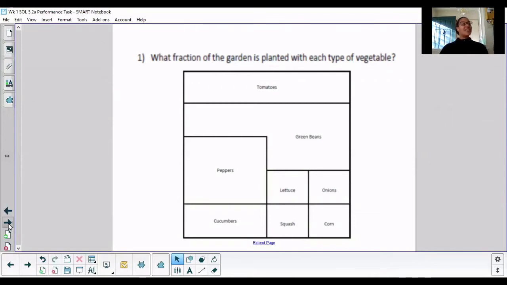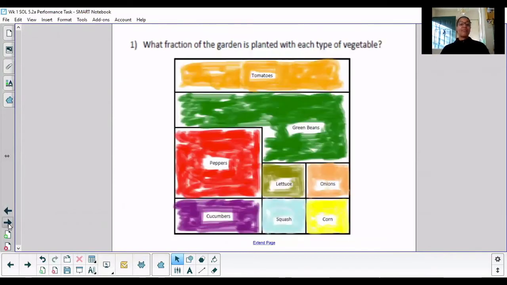Oh, that's what you noticed? So you noticed that all of the portions were not the same size. So what did you guys do? You said let's color each portion first. So you colored each section. Like this? All right, so you gave each vegetable a color.